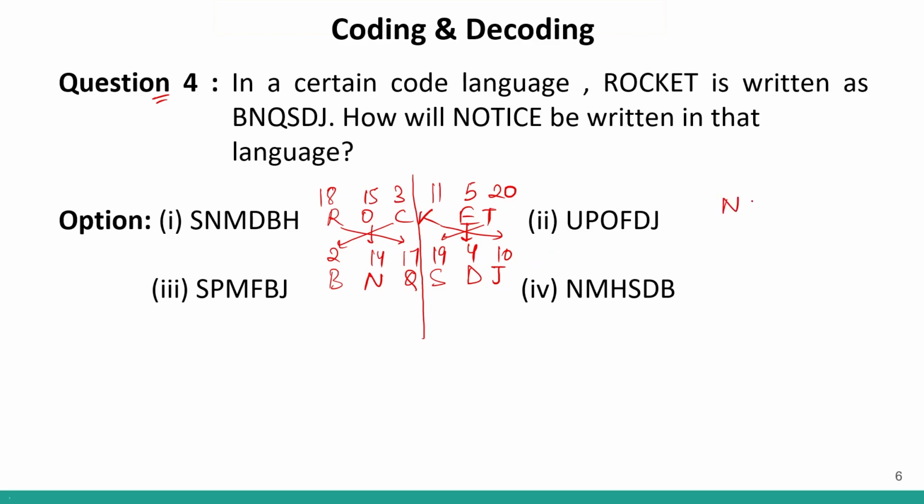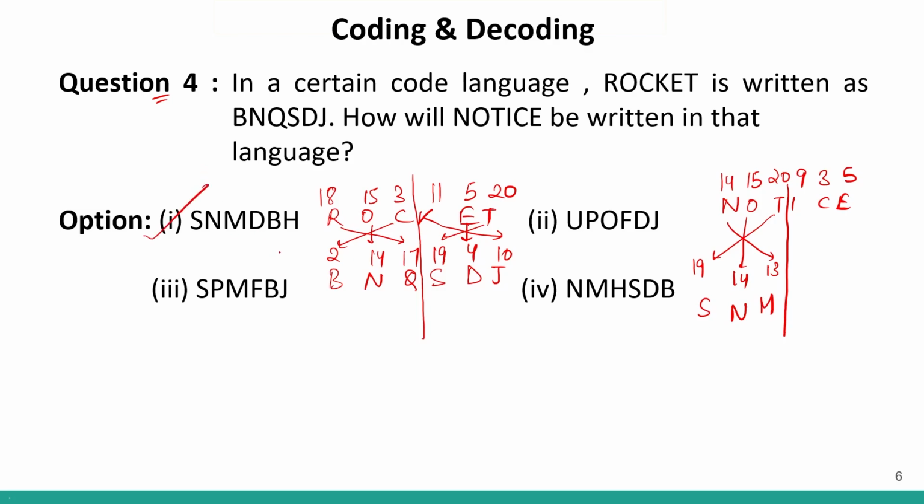So I'll do the same thing for notice. Correct? For notice, the forward ranks of N is 14, O is 15, T is 20, I is 9, C is 3, E is 5. So we'll do the same thing like this. So here we'll get 19, here we'll get 13, and here we'll get 14. Correct? So 19 S, 14 N, and 13 M. So the first three terms will be S, N and M, which is given in option number 1. So option number 1 will be your answer.